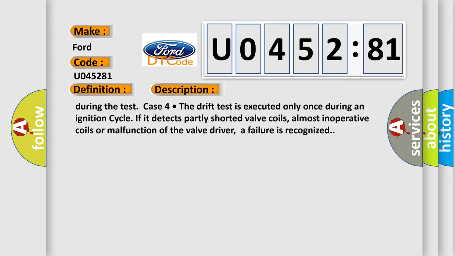This diagnostic error occurs most often in these cases. Inoperative HECU, invalid serial data received. This subtype is used by the control module to indicate a signal was received with the corresponding validity bit equal to invalid, or post-processing of the signal determines it is invalid.